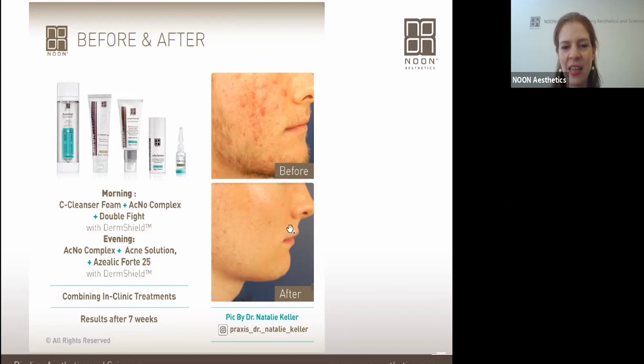So this is what he got, of course, combined with in-clinic treatments. And this is the result after 7 weeks only. It's less than 2 months. And look at the skin, it is straight, it is clean, almost totally clean. So I really love this case.